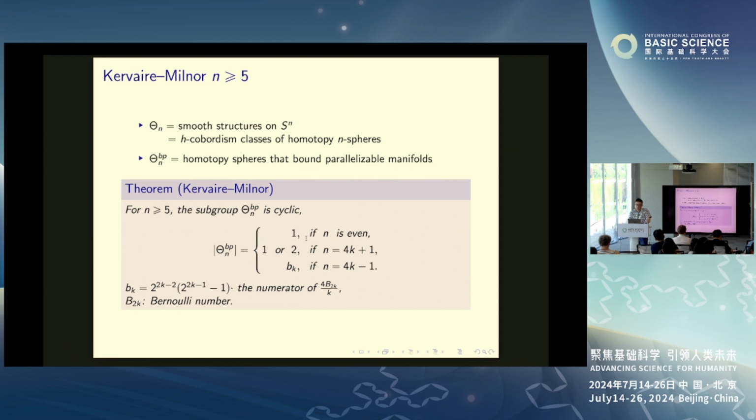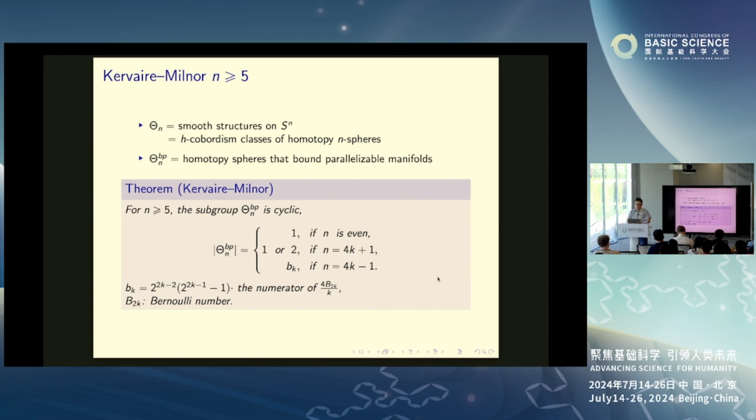So when n is even, this group is always a trivial group. When n is 4k plus 1, this group either has order 1 or order 2. When n is 4k minus 1, the order of this group has something to do with the Bernoulli numbers. Okay, so it's this expression here, and for the purpose of this talk, we just need to know that this number could be very big and it grows very fast. For example, when n is 7, this number is 28, and when n is 15, I think it's 16,000 or something. 16,000 plus change. Okay.